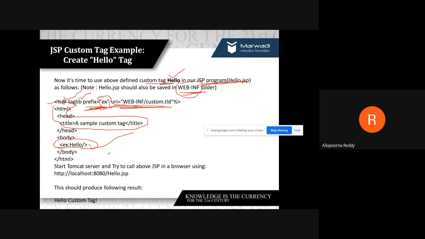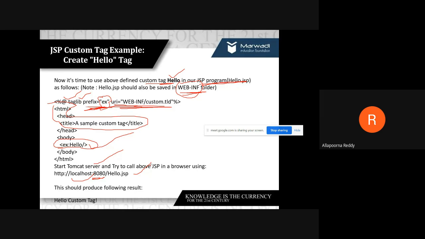Then what do we need to do? We need to start our server, and once your Tomcat server has started executing, we need to type in your browser the port number of your Tomcat with the local address, and call your JSP file with whatever file name you have given. Then automatically a message should be printed. What is the message? It should print hello custom tag.